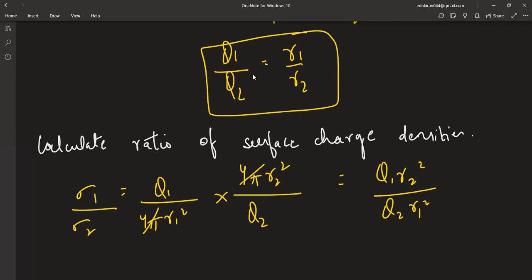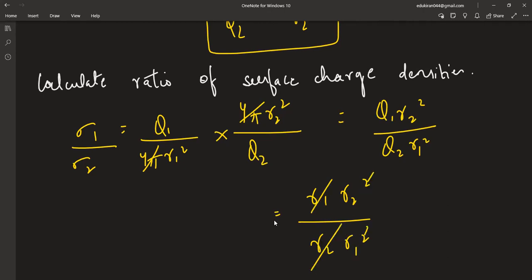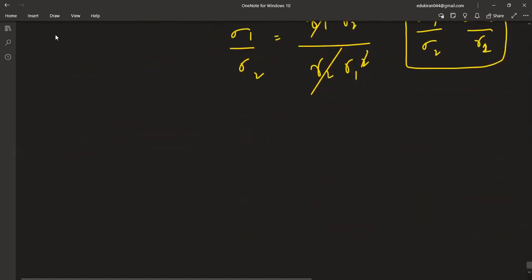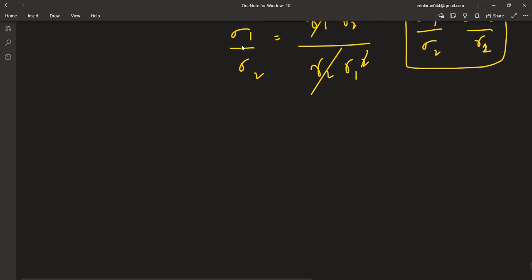What is the value of Q1 by Q2? From here it is R1 by R2. So once you put in the value, this is R1 R2 square by R2 R1 square. So R2 and R1 will get cancelled, and sigma 1 by sigma 2 will be equal to R2 by R1. These questions will have a very similar basic step. The earlier question which we did was a very difficult, lengthy question, but these are very simple.